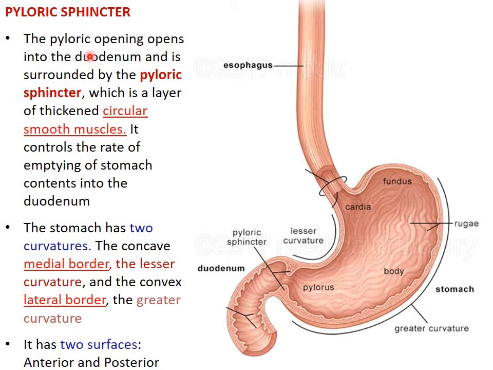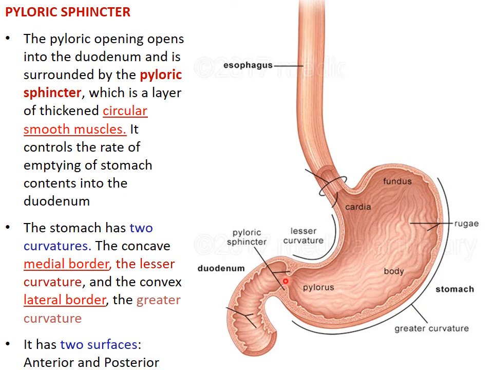So the pyloric opening opens into the duodenum. This is the duodenal part, the start of the small intestine, the first part of the small intestine, and this is the stomach. Between their junction we have the sphincter, surrounded by the pyloric sphincter, which is a layer of thickened circular smooth muscle. It controls the rate of emptying of stomach contents into the duodenum.